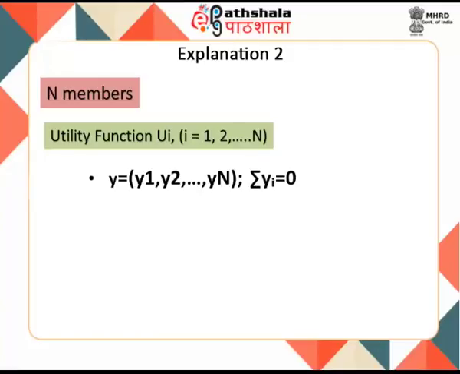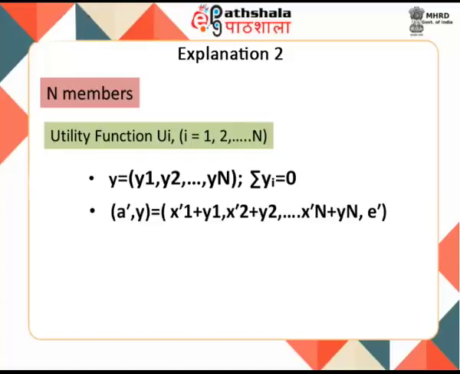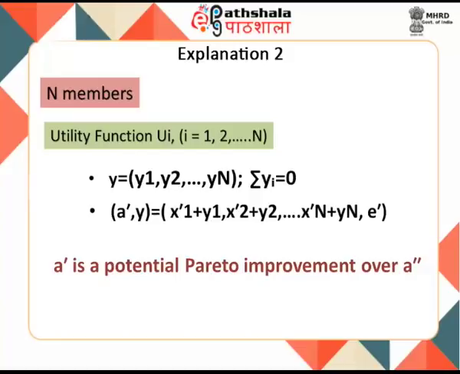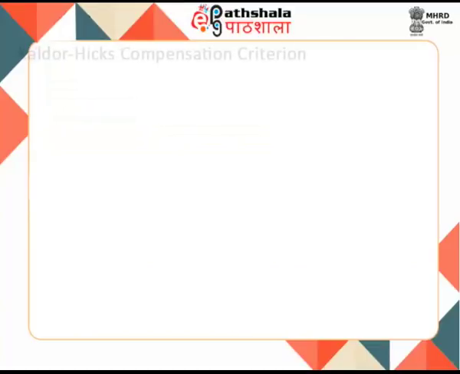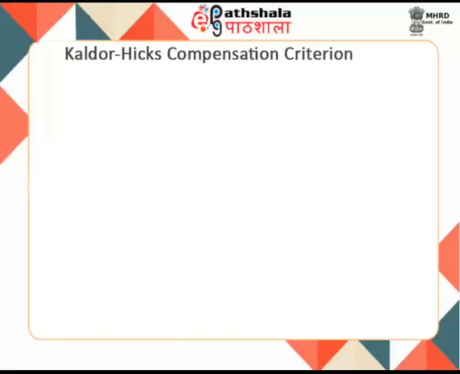Sigma yi is equal to 0 and a dash y is equal to x dash 1 plus y1, x dash 2 plus y2, till x dash n plus yn. a dash becomes Pareto preferred to a double dash. Then we can say that a dash is a potential Pareto improvement over a double dash. With a large number of people in the society, the feasibility of implementation of Pareto improvement criterion becomes very difficult.